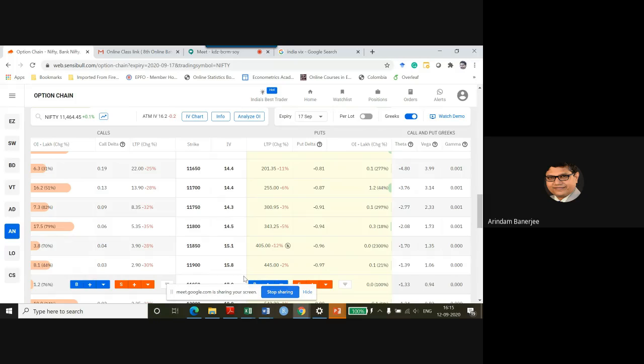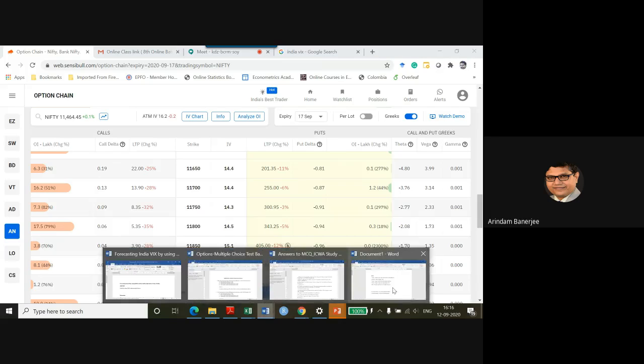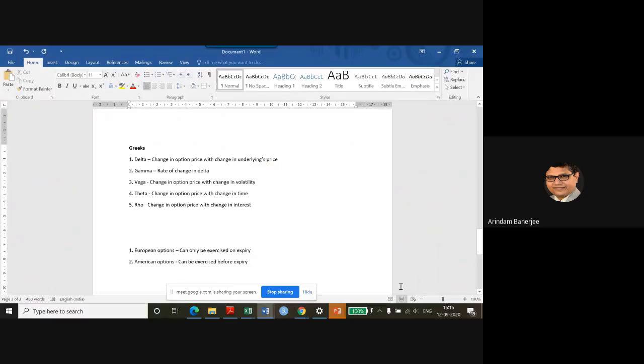But making profit by taking a position in this kind of option contract is very rare. So these are the option Greeks. Many times the question comes on option Greeks. Basic MCQs, like what is delta, they will give four options and you need to tick one.